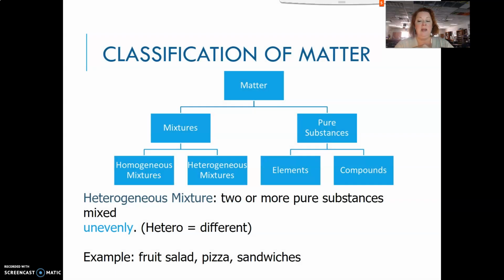The next one is a heterogeneous mixture. This is when two or more pure substances are mixed unevenly. Hetero meaning different. So example again, food examples would be fruit salad. If you only like the grapes, you take out the grapes. Pizza. In my family, if the girls don't want mushrooms, they pick off the mushrooms. Sandwiches. Oh, you didn't want a tomato, you can take off the tomato. So we can see the differences, and it's not mixed evenly.